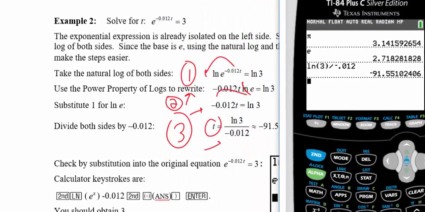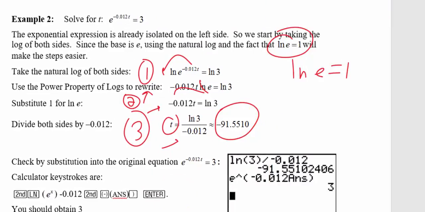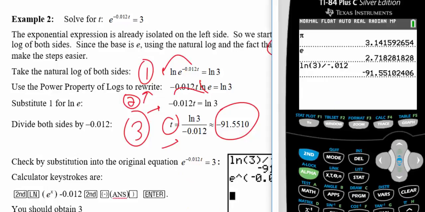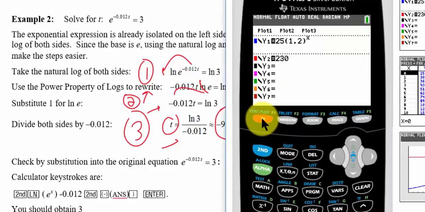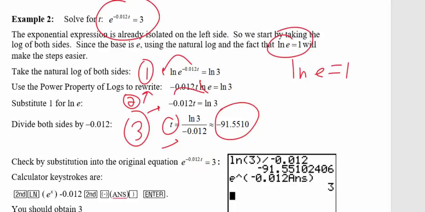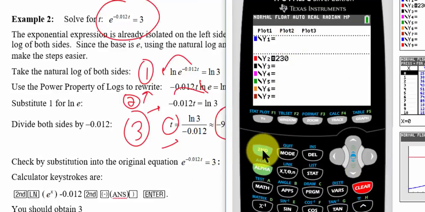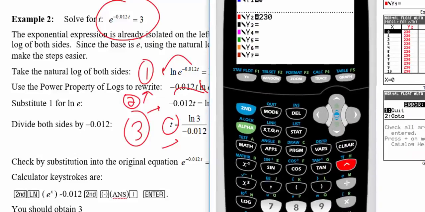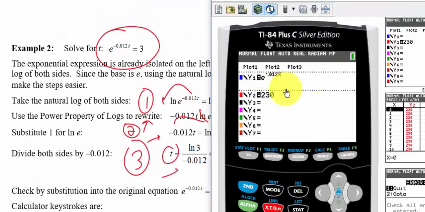And again, if I wanted to graph this, I know that this is my answer. If I want to verify by graphing, let's say I'm taking a test and I forget how to use logs, or I want to just check my answer. Well, remember, if my original equation was this, I can graph both sides of the equal sign. So I'm going to enter e raised to the negative 0.12x. Okay, so that's the left side of my equation.